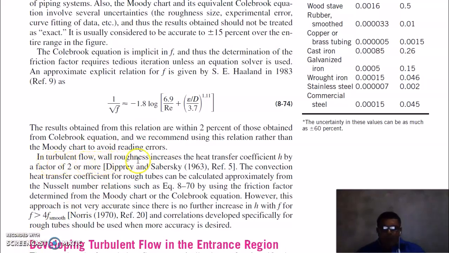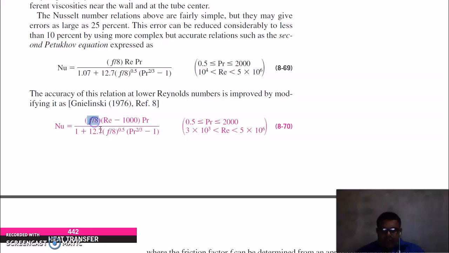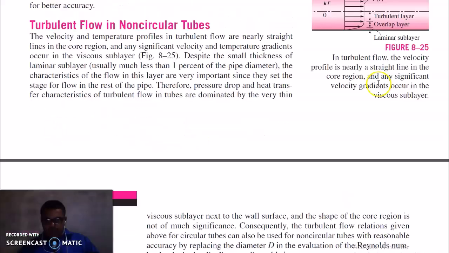In turbulent flow, wall roughening increases the heat transfer coefficient h by a factor of 2 or more. The convection heat transfer coefficient for rough tubes can be calculated approximately from the Nusselt number relation. So if you know the friction factor, you can find the Nusselt number from this equation.